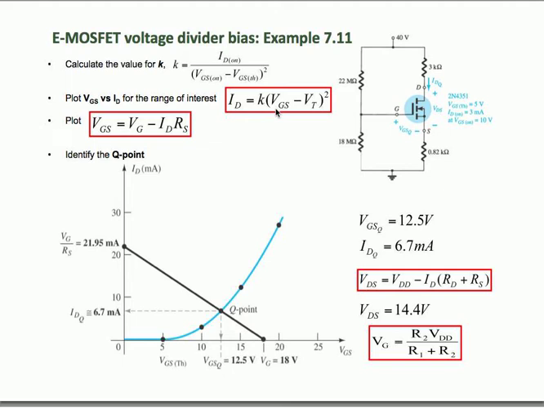So you can plot probably 3 or 4 points of VGS. You can probably start from 5 volts to 10 volts, to 15 and 20 volts. So put all of these values of VGS into the equation here to find the corresponding ID, drain current, and then you just connect all the points together.